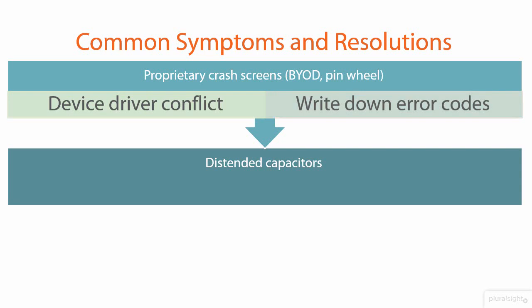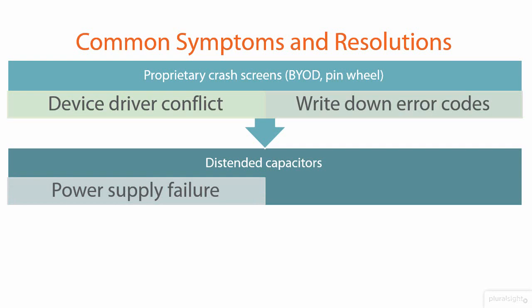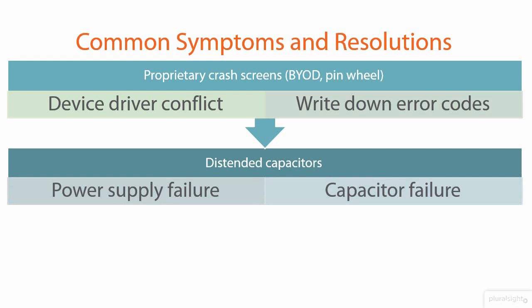Oftentimes these crash screens will display error codes, stop codes. They have different names. Oftentimes memory addresses that are in hexadecimal. You want to take a capture of that screen. Whip out your cell phone, take a picture of the whole screen, and that way you can perform research online specifically referencing those codes. As I said, distended capacitors can be either a manufacturer's defect on the motherboard or it could be a failure in the power supply.